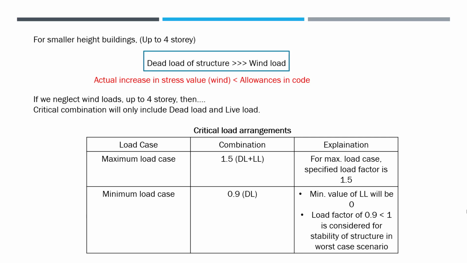For critical load arrangements, we have two conditions of maximum and minimum loads. The code specifies different load factors. First is the maximum load case. The combination for the same is 1.5 times dead load plus live load. The explanation for the factor 1.5 is that the load factor specified in the Indian Standard Code is 1.5. The second load case is the minimum load case. The expression for the combination is 0.9 times dead load. This is because the minimum value of live load will be 0 and the load factor of 0.9, which is actually less than 1, is considered for stability of the structure in the worst case scenario.